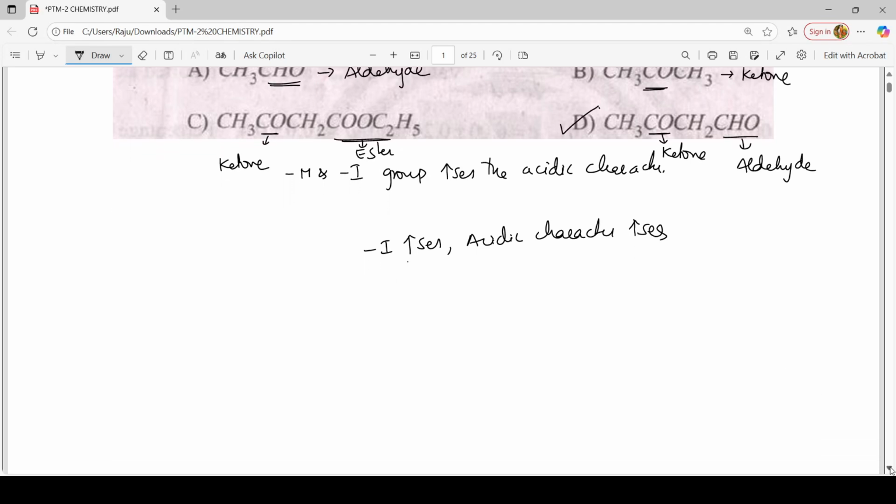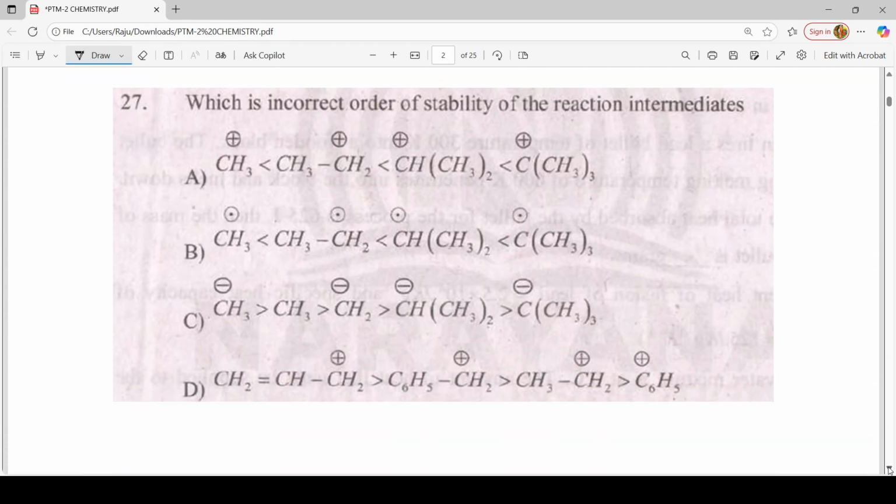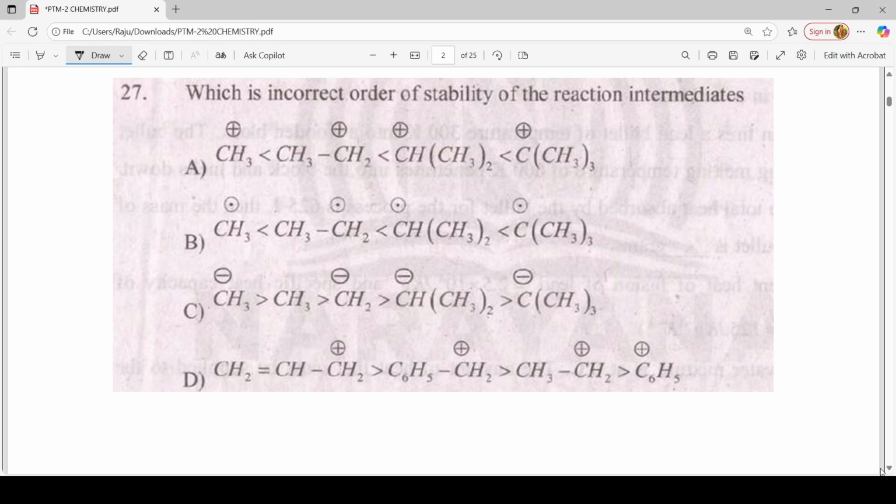Next, we'll go to the 27th question. Which is the incorrect order of the stability of the reaction intermediates? Come to the first option: methyl carbocation is less stable than the primary carbocation, which is less stable than the secondary carbocation. This is absolutely correct.